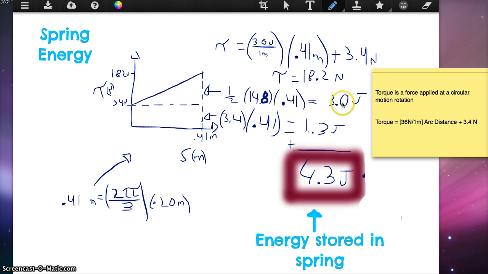So I add 3.0 joules plus the 1.3 joules to get my energy stored in the spring, which is 4.3 joules. And that's how I found my energy stored in a spring.